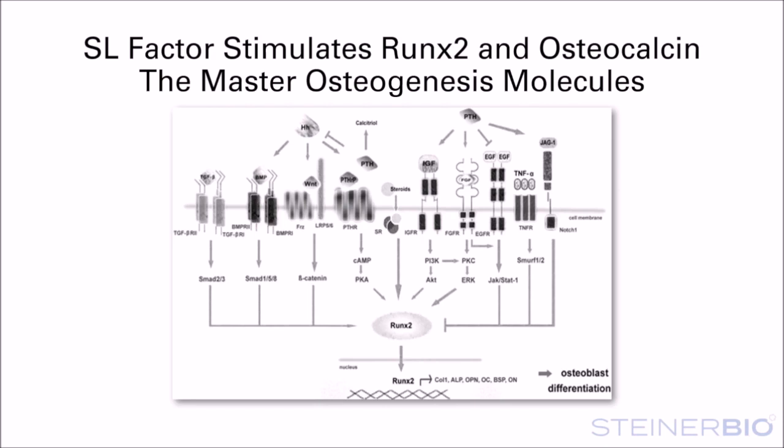However, our molecule is different. It's not a growth factor, it's a drug. It actually crosses the membrane, goes into the nucleus, and stimulates the DNA to produce RUNX2 and osteocalcin, and these master osteogenic molecules stimulate all the other growth factors like BMP2, WNTs. And so that's how our drug enters the cell and stimulates osteoblasts to produce greater mineralization and greater vitality. And we're going to show you histologic evidence of that in the upcoming slides.